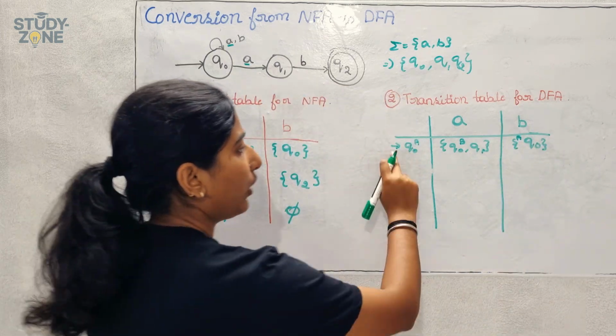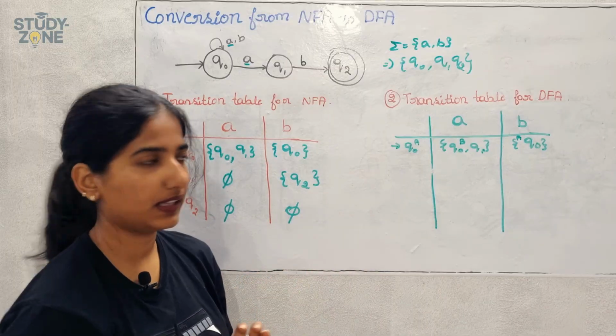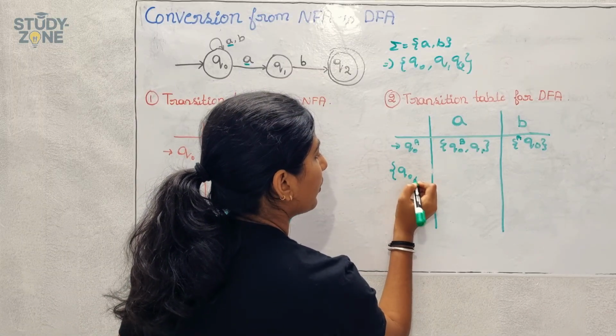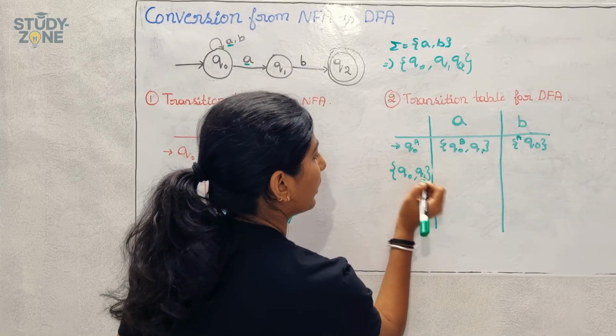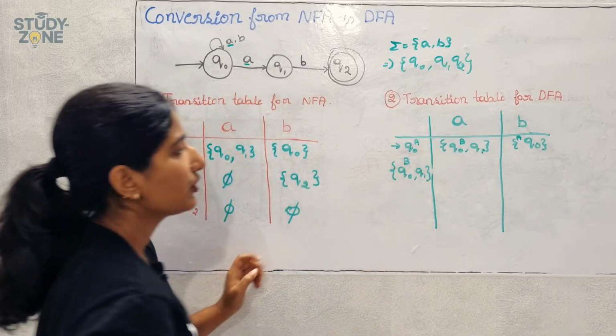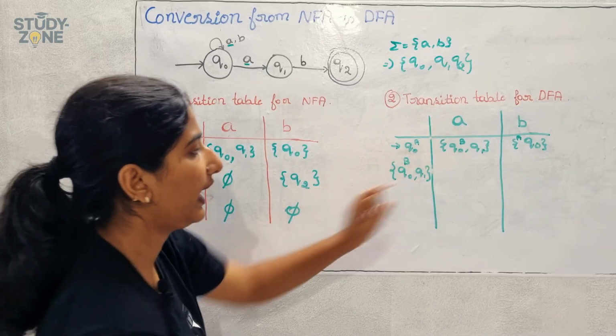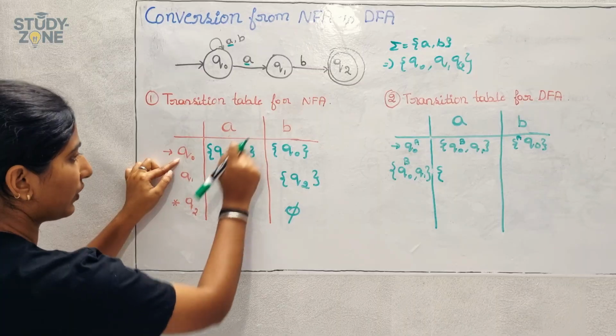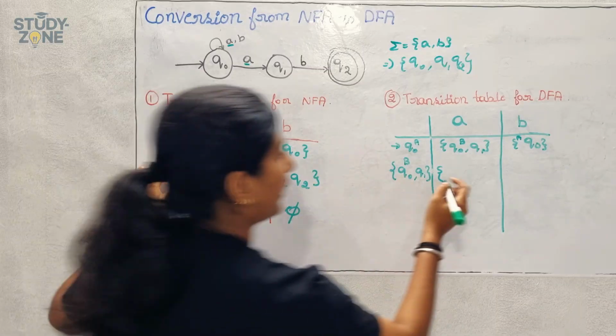Okay, done. Now for A, the transition table is done. Now I have to take Q0 Q1, which is B, right? So Q0 Q1 on A. Q0 on A gives Q0, Q1 on A gives nothing, so the result is Q0 Q1.